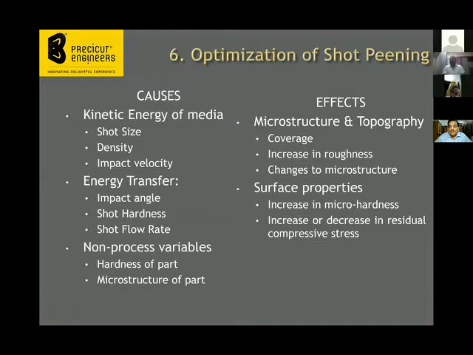So what we have to do is study each and every parameter during the process establishment stage and find the optimum balance between the cause and the effect, so that we get a balanced result, and at the same time we get the required stress profile as well.